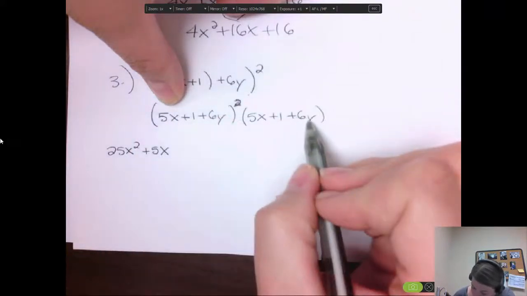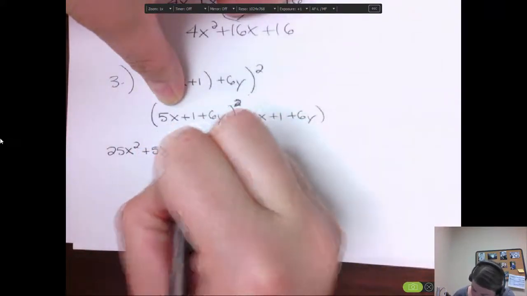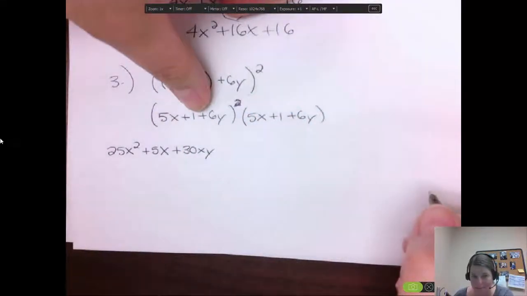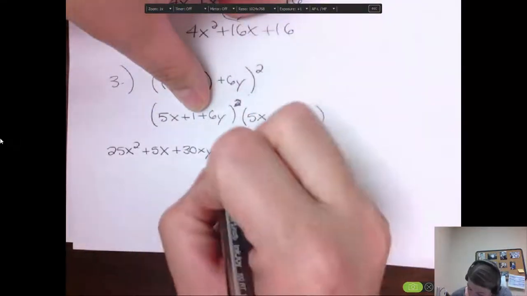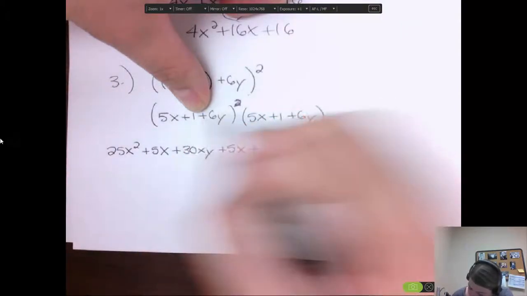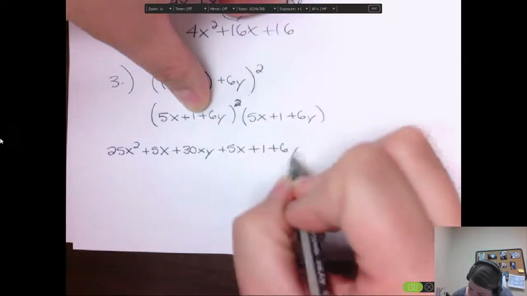5x times 6y is going to be 30xy. Okay. Then we switch to the 1. 1 times 5x is 5x. 1 times 1 is 1. 1 times 6y is 6y.